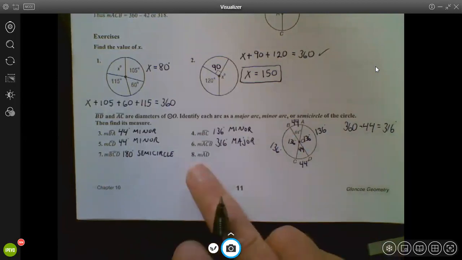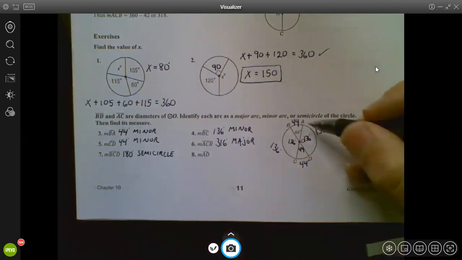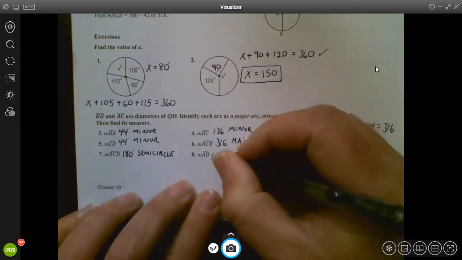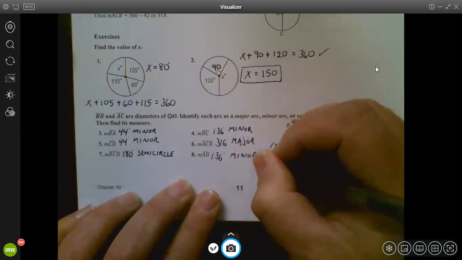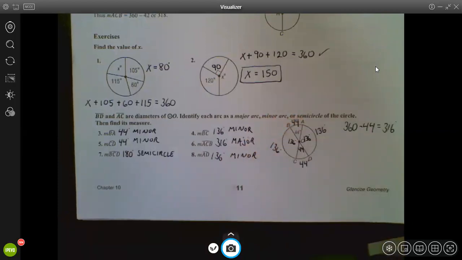One last one, the measure of AD. We already identified that was 136, which of course is a minor arc since it's less than 180. All right. So guys, this side was really dedicated to the measure of arcs and angles. The second side that we're going to look at right now is more dedicated to the length of an arc.